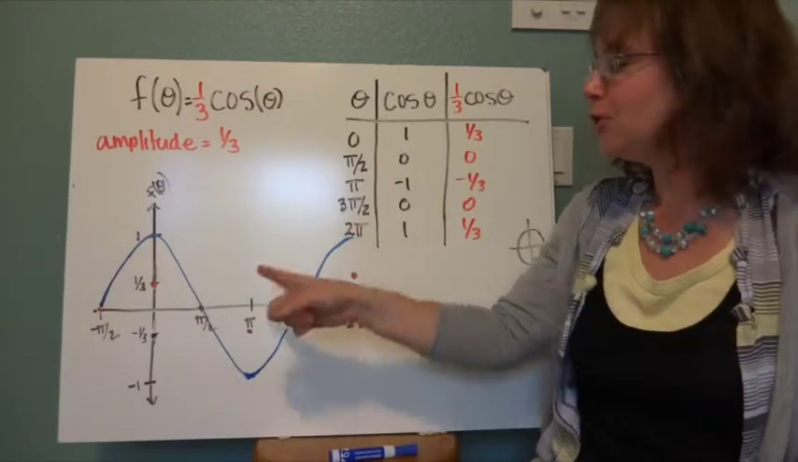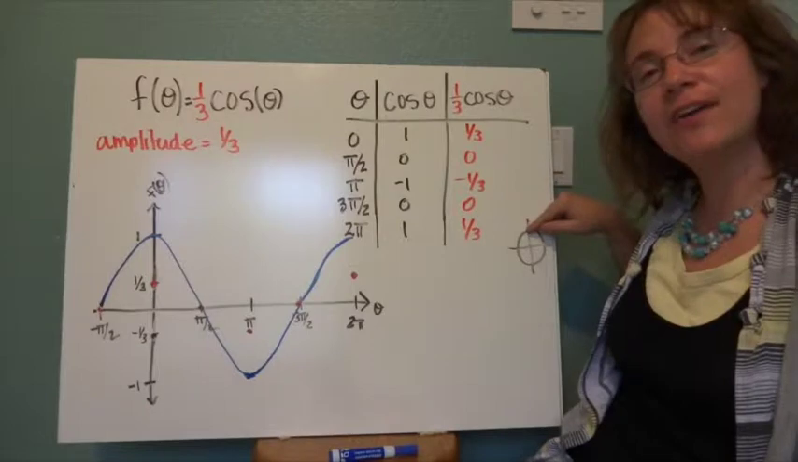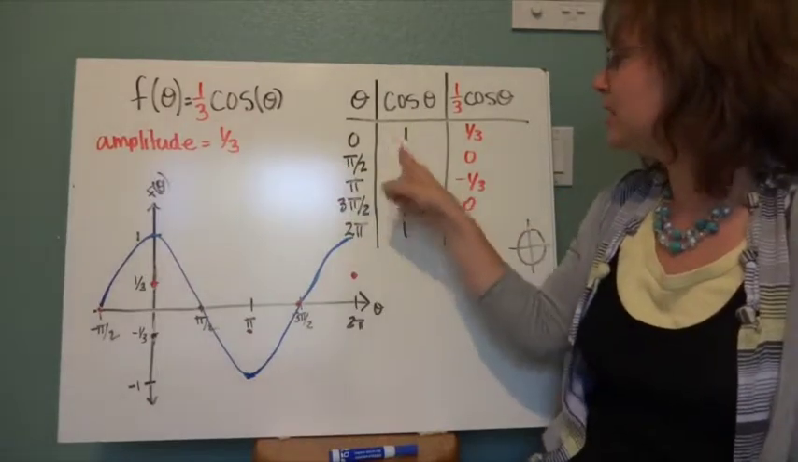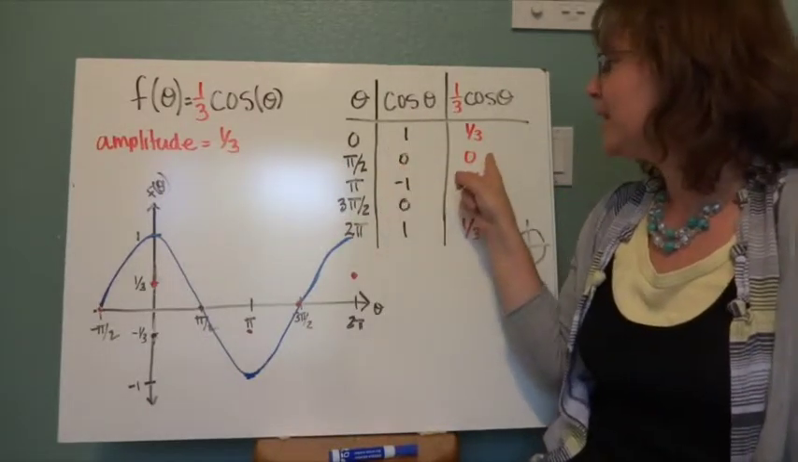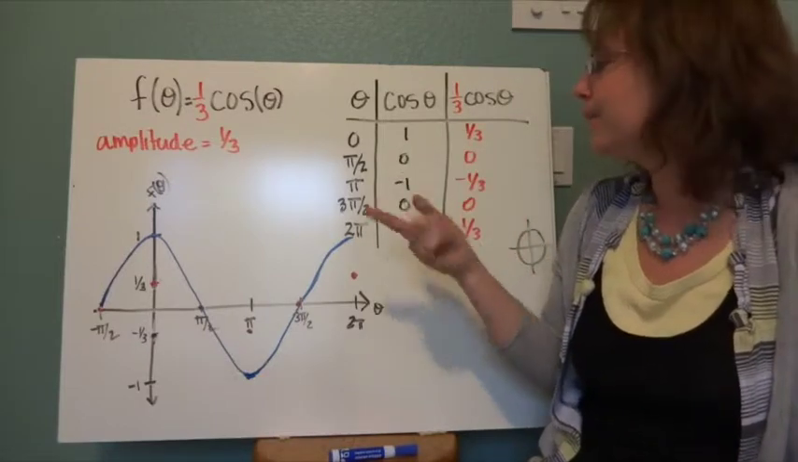And then pi over 2, I can look at that as well. At pi over 2, I'm up here. My x value is 0. So cosine of pi over 2 is just 0. And then if I multiply it by 1/3, I also get 0.